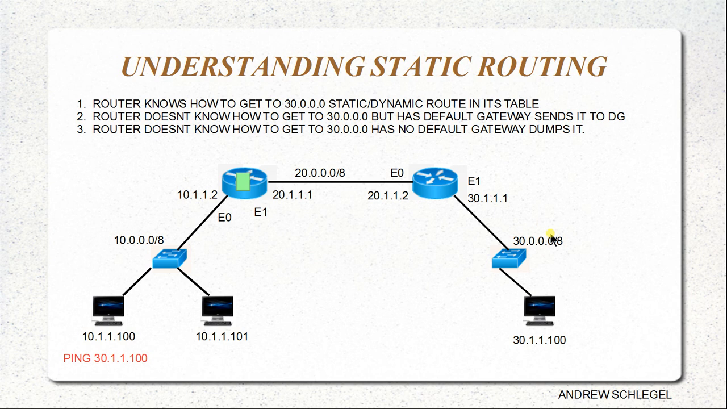And a static route is a route that we physically enter into the table, while a dynamic route is something that it's intelligently learned through a dynamic routing protocol. Or the router just doesn't know how to get to the 30 network at all, but it does have a default gateway that it sends it to. But we have to configure the default gateway. Just like on a PC, if it doesn't know how to get there, it sends it to its default gateway. The same thing here. But if there is no default gateway, and there is no route, then the router just dumps the data because it doesn't know where to send it.